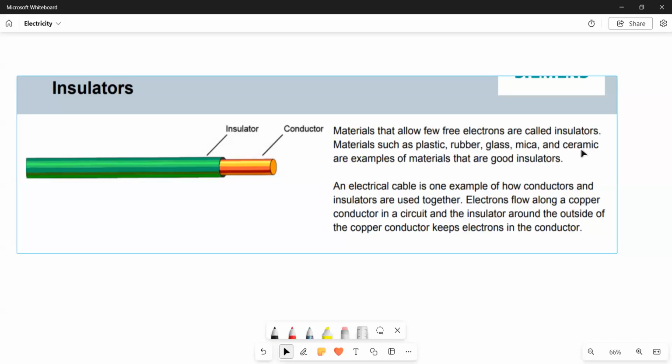Sometimes they take a ceramic insulator and put it on your wall, and the wire that comes from the power company passes through that, and then they take it into your house. At my house, they put one up here. There's always a ceramic insulator there.